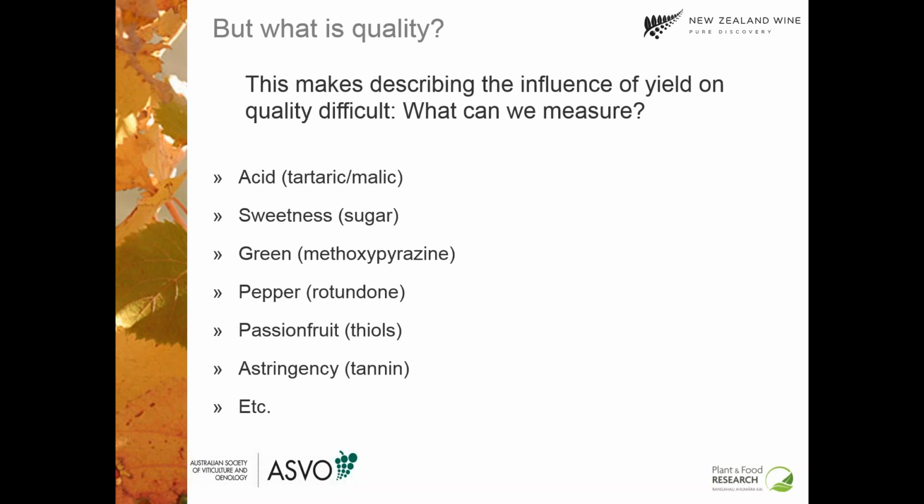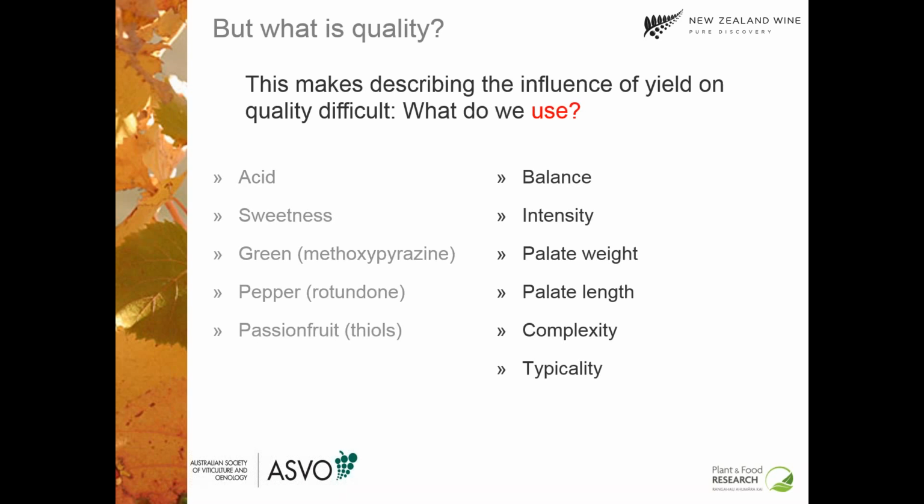As viticulturists, we tend to be measuring quality with these sorts of parameters: acids, sweetness, green character, pepper, passion fruit, and astringency, etc. However, when you talk to wine judges and a lot of winemakers, what do they use? They use balance, intensity, palate weight, palate length, complexity, and typicality. And these are all difficult things to quantify.